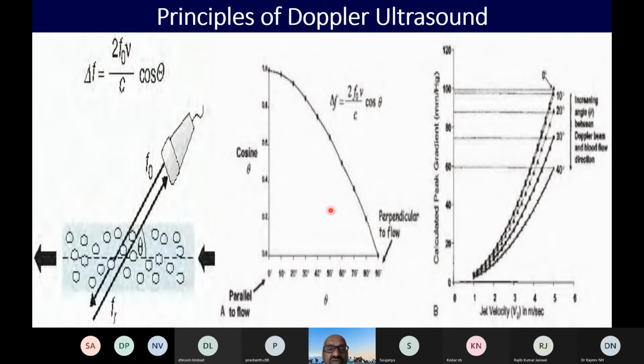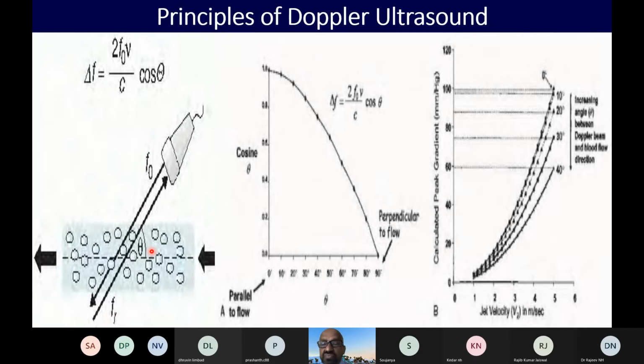If you increase or decrease this angle up to 20 degrees, it is acceptable. If this angle is up to 20 degrees, it is reasonable. But beyond 20 degrees, the values of velocity will be very erroneous. It cannot be taken into clinical use when you are dealing with patients. This is especially important when you are looking at the gradients across the valves when they are stenosed.